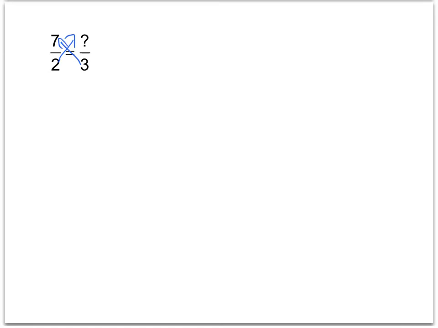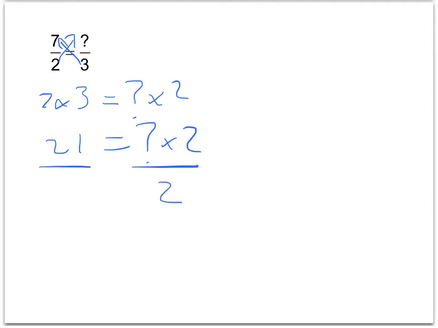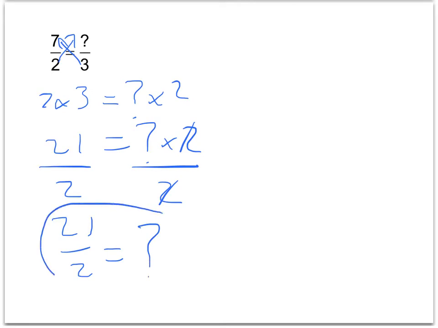You can draw arrows there if you want. On the left we're going to have a 7 times 3. On the right we're going to have a question mark times 2. And then in the next step we just do this multiplication on the left. We get 21 equals question mark times 2. And then we want to solve for the question mark, and so we denote this by dividing both sides by 2. And so the 2 on the right cancel off. And we have 21/2 equals question mark. And so there's the answer to our problem.